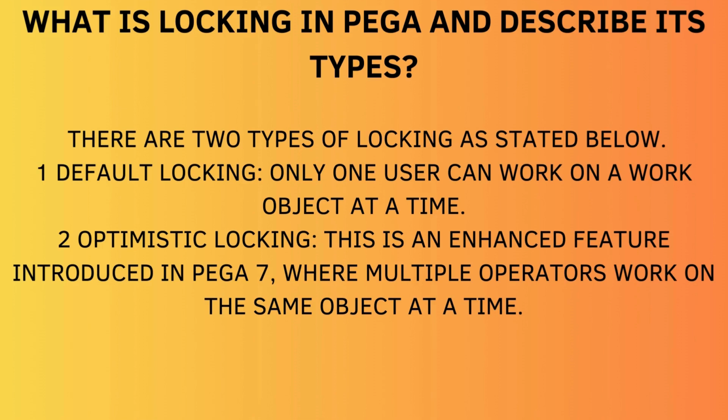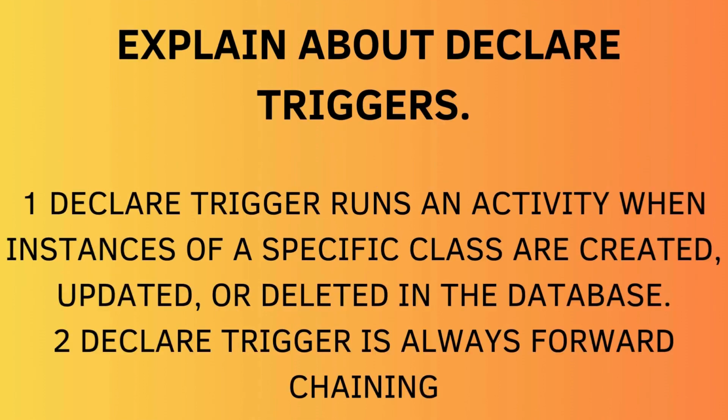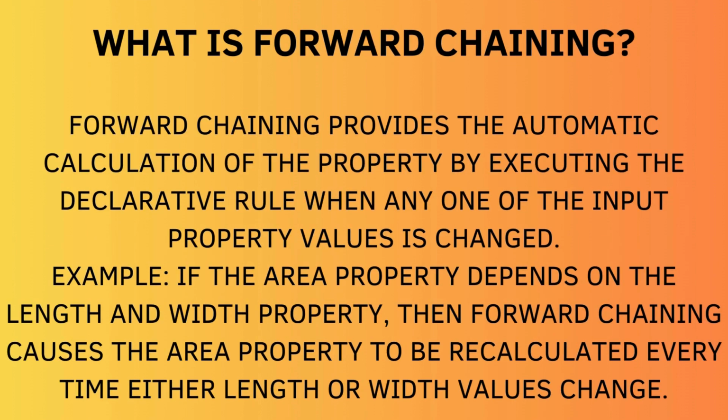Explain about declare triggers. 1. Declare trigger runs an activity when instances of a specific class are created, updated, or deleted in the database. 2. Declare trigger is always forward chaining. What is forward chaining? Forward chaining provides the automatic calculation of the property by executing the declarative rule when any one of the input property values is changed.